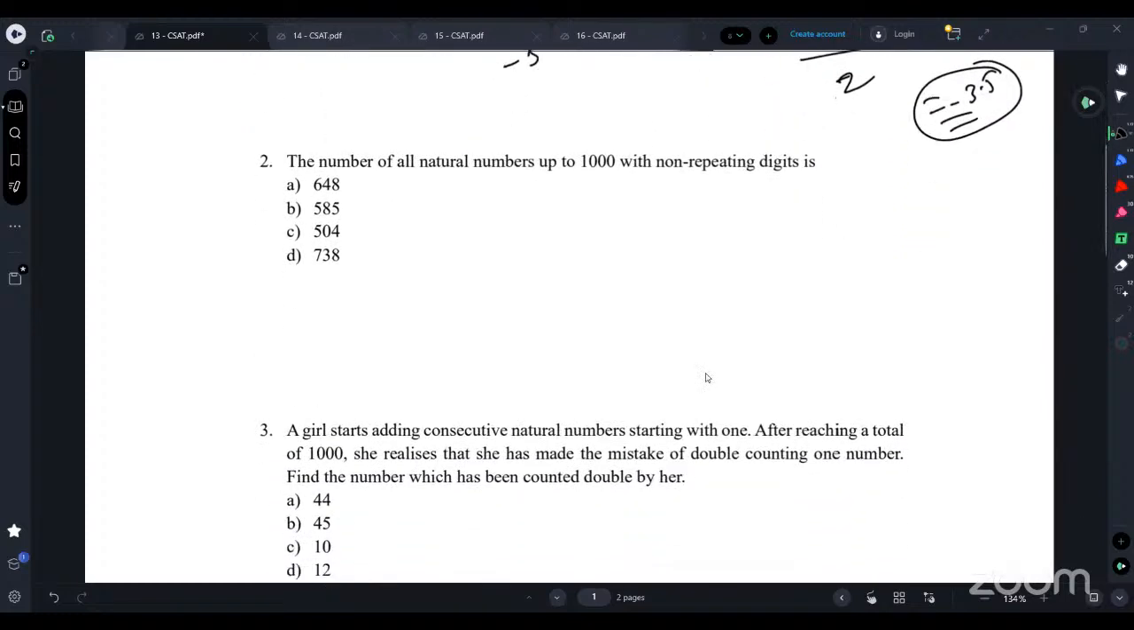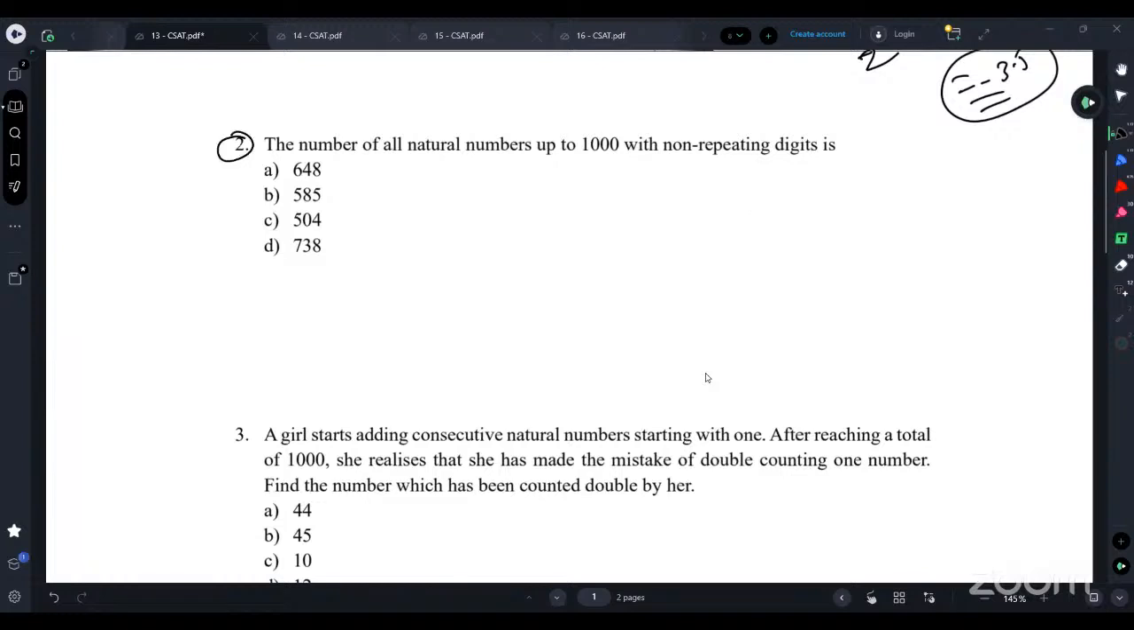Let's see the second question, guys. The sum of all natural numbers up to 1000 with non-repeating digits. So what is this question about? For example, if I go on writing numbers starting from 1, 2, 3, up to let's say 991, 992, similarly 999 up to 1000. What they are talking about is finding such natural numbers in which there should be no repeating digits. Not a single digit should be repeated.